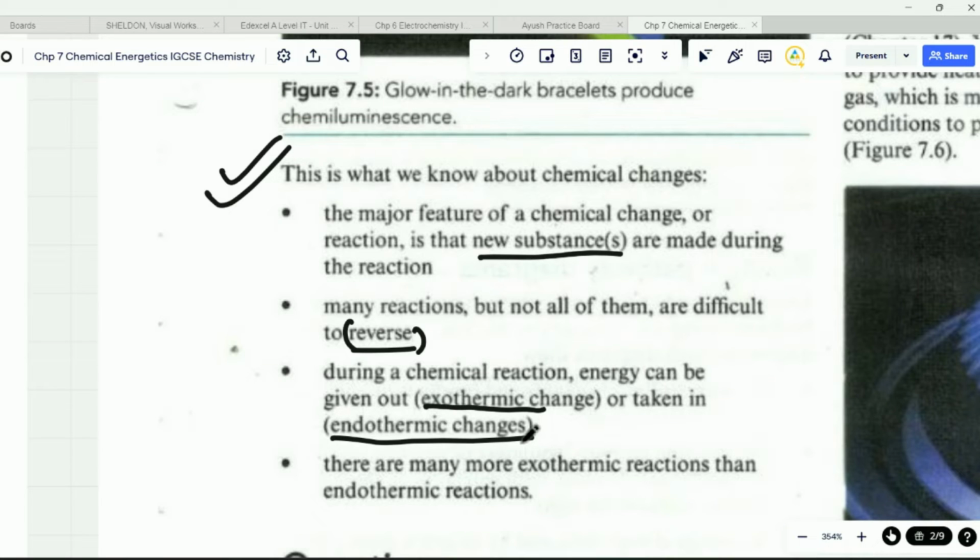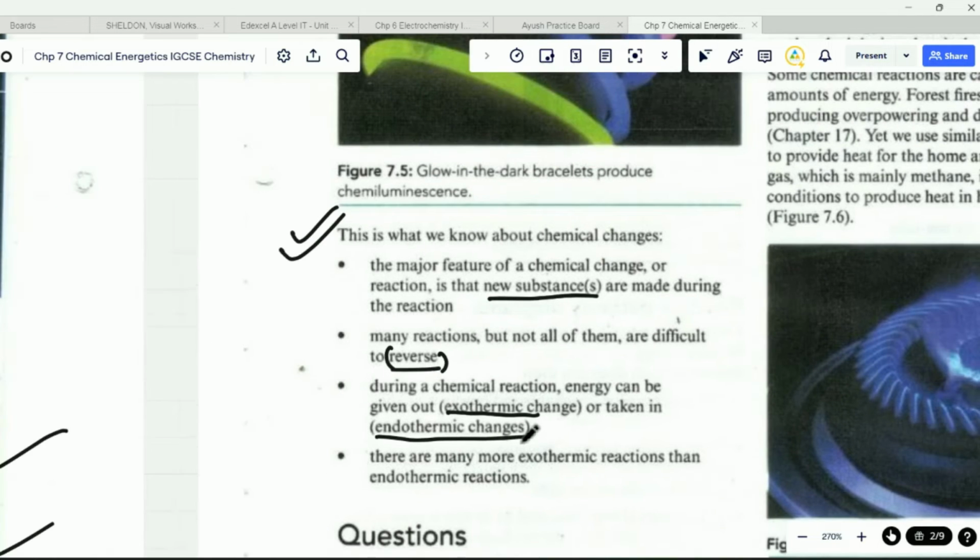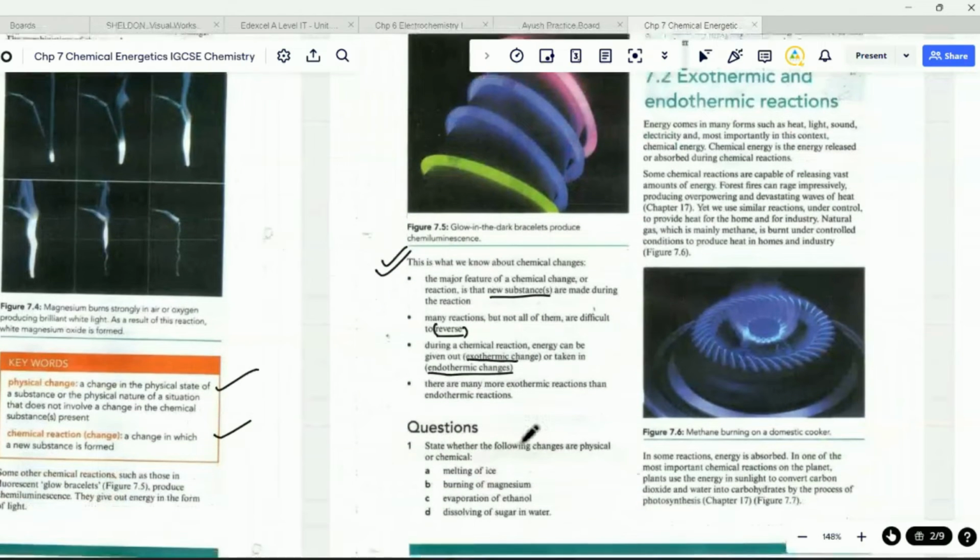All right. Fourth point. There are many more exothermic reactions than endothermic reactions. So in a chemical change, what do we have more? Exothermic reactions are more than endothermic reactions. So you all have to properly learn all these properties of chemical changes.